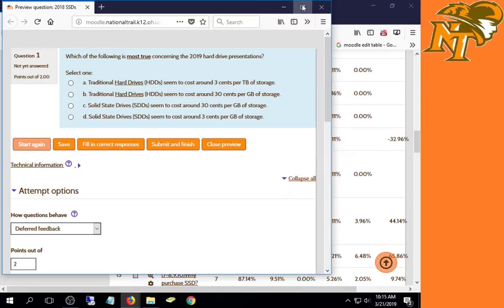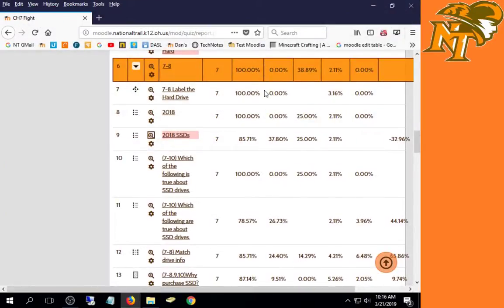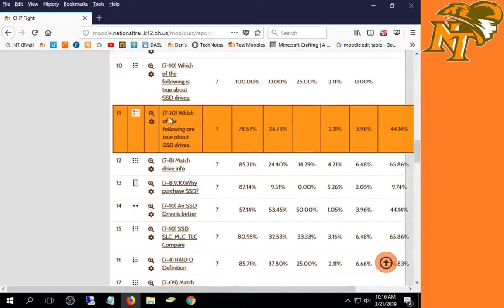SSDs. Which of the following is most true concerning the hard drive presentations? Okay, so only one of them is true. So which one's the closest to the average? Traditional hard drives seem to cost around 3% per gigabyte. Traditional hard drives cost around 30% per gigabyte. No, that's solid state. Solid state seem to cost around 30% per gigabyte. Yes, obviously some of you guys are much higher and some of you guys are much lower, but none of that's true. And traditional was around 3 cents depending on which it was. So some of you guys weren't paying attention or something on that one.